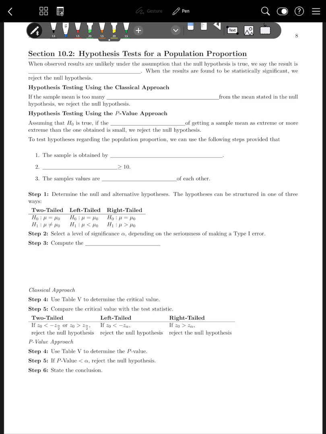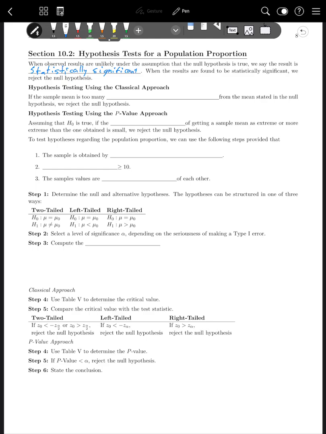So when observed results are unlikely under the assumption that the null hypothesis is true, we say the result is statistically significant. When the results are found to be statistically significant, we reject the null hypothesis.